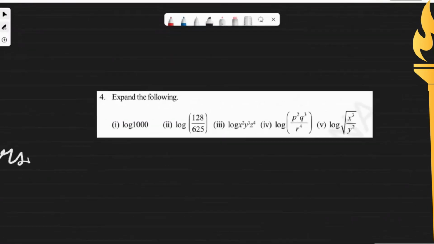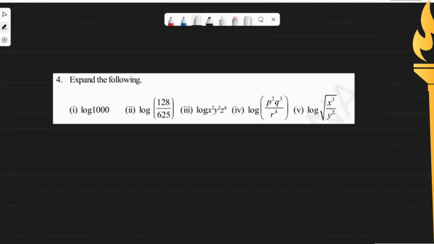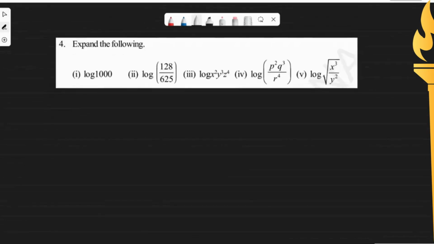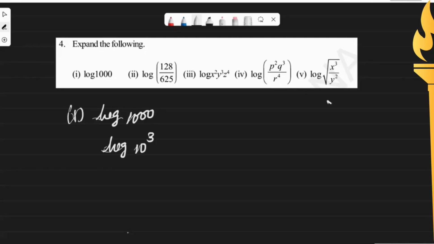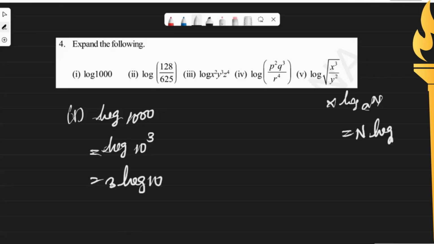Fourth sum of exercise 1.5. So it is to expand the following given 5 expressions. So first one we have log 1000. Now 1000 can be written as 10 cube, and we know we had a few points. So log a power n will be equal to n log a. So therefore this will be equal to 3 log 10.